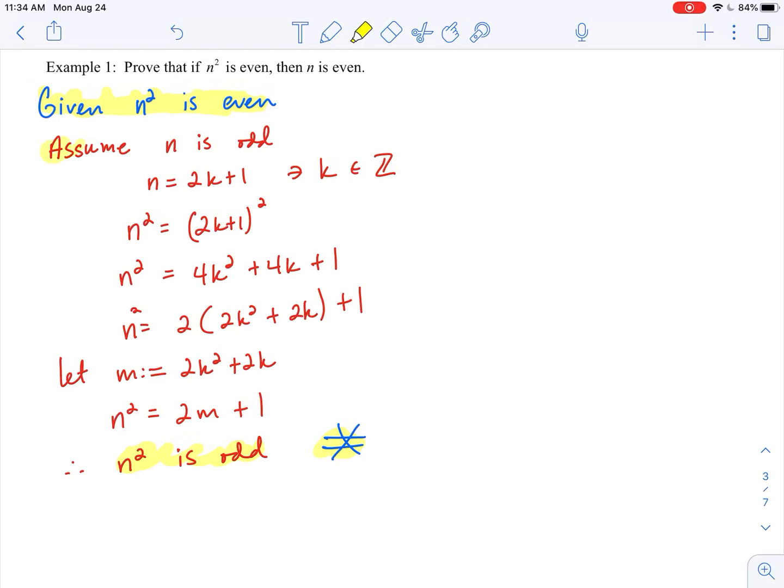So what that means is our very first assumption that n is odd is false. Well, obviously, if something is not odd, therefore n must be even due to this contradiction.